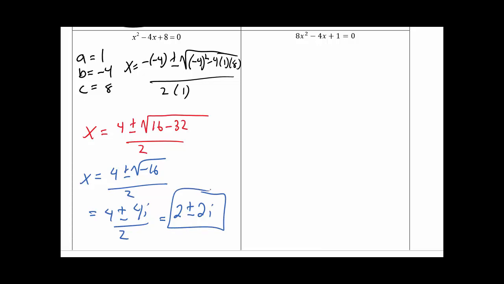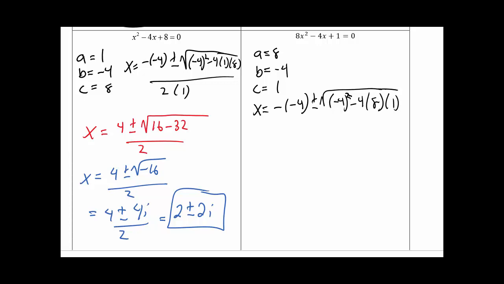Okay, so that works out nice. Same thing with this other example, just a little more complicated because the numbers are bigger. We could try factoring, but I'll tell you right now it's not going to work. But you're more than welcome to try it if you want. So I'm going to set up all my numbers. All right, so x equals negative b plus or minus the square root of b squared minus 4ac, all over 2a.